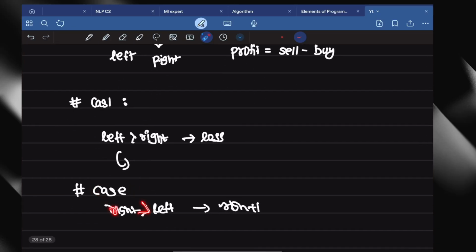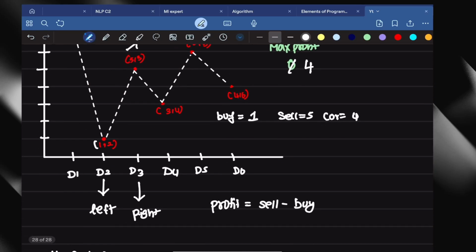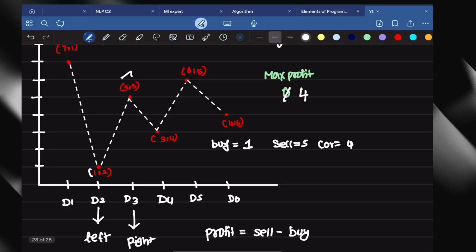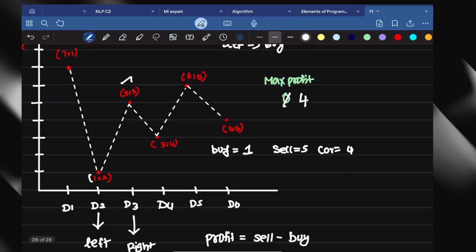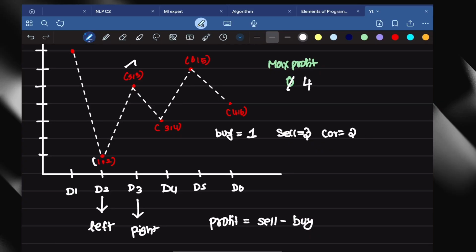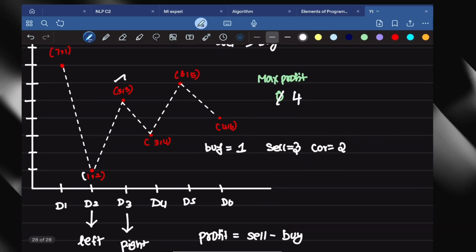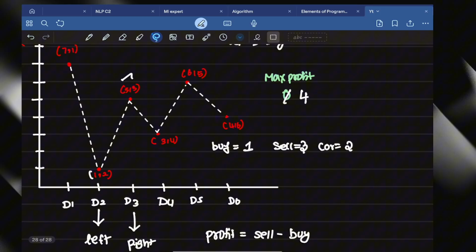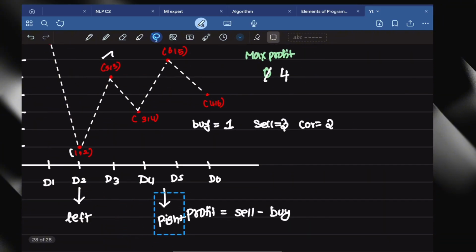When right is greater than left, again this indicates the selling price is greater than the buying price, which is obviously a profit. So now let's go back to the diagram. Now our buying price is going to be the same, but our selling price is 3. So what is the profit? Current profit is 2. So do you want me to update this max profit? No. So simply move this right pointer to the next position at day 5.